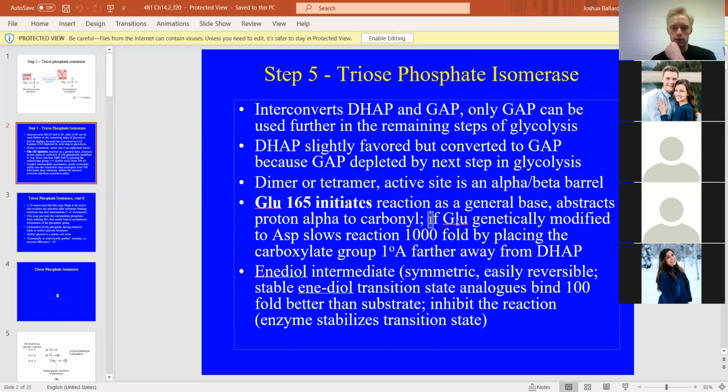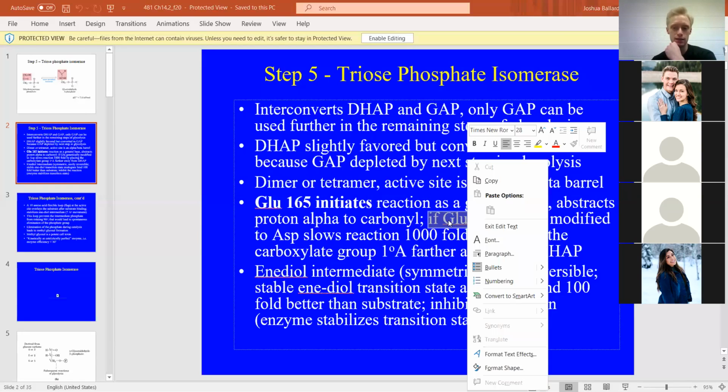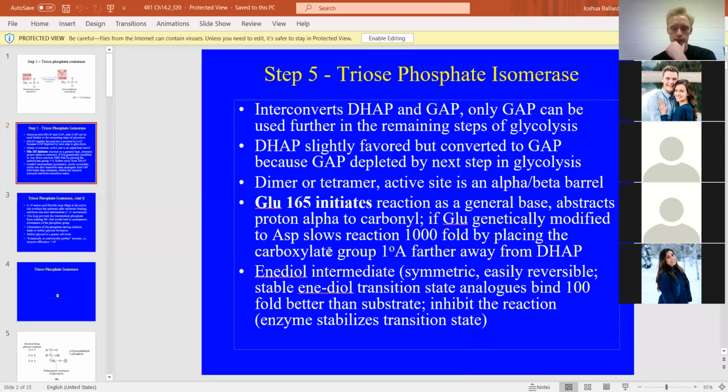We can see here that if glutamic acid is modified to aspartic acid, it slows the reaction down. It does this by placing the carboxylate group 1 angstrom farther away, because aspartic acid has a shorter chain than glutamic acid. Glutamic acid has an extra carbon on its chain, so when you switch it out with aspartic acid, it shrinks it, and the reaction is a little bit slower.